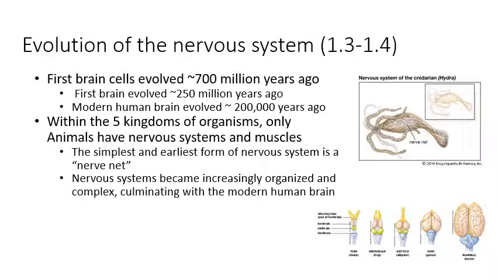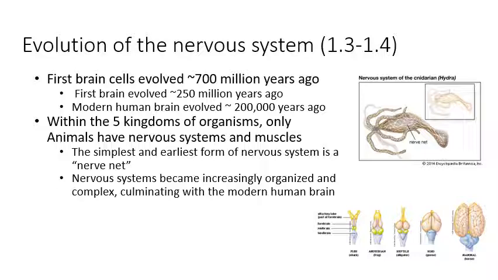Okay, moving on to sections 3 and 4, evolution of the nervous system. The first brain cells evolved around 700 million years ago, which is a very long time ago. And the first brain, which is a connection of brain cells, evolved around 250 million years ago. The modern human brain, as we know it, is relatively young, only 200,000 years old.